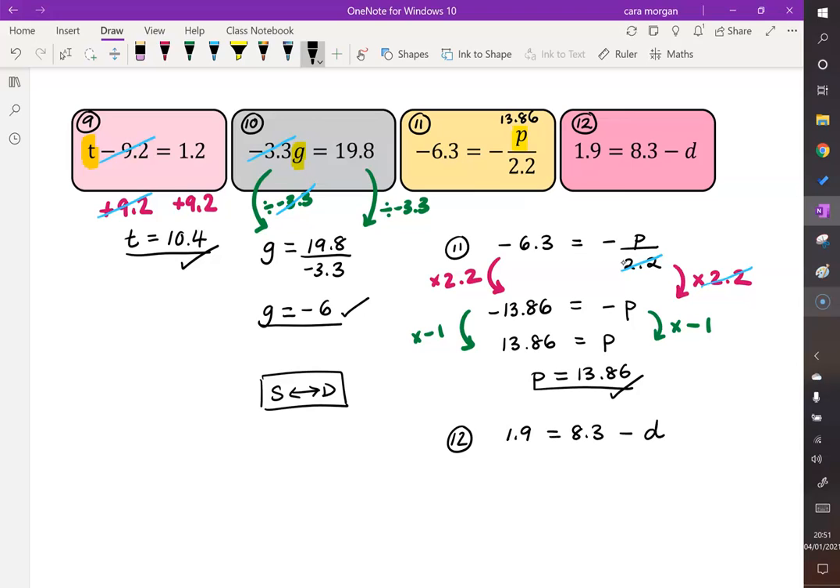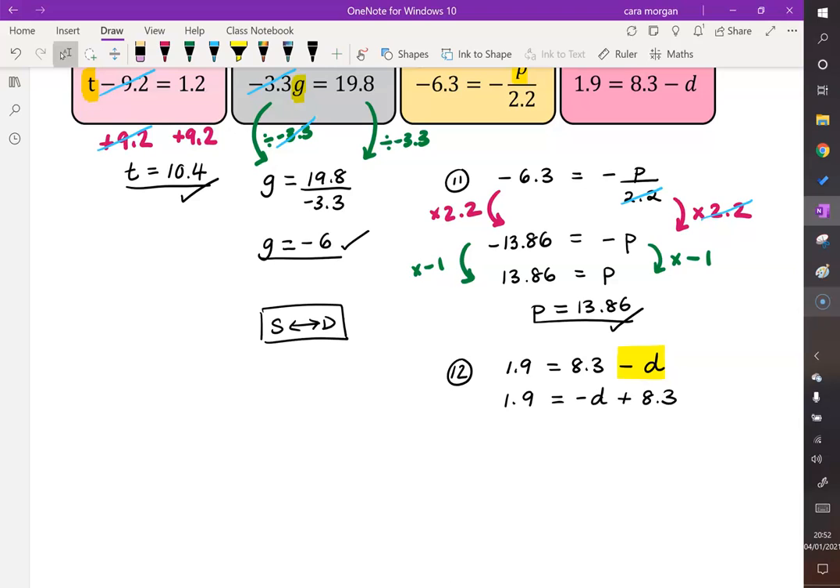d. I'm going to be really careful here because I've got a negative d. I want to be very careful. I might even wish to write it in a different order. 1.9 is equal to negative d, add 8.3. I don't think that looks very nice to look at. I'm just going to switch the sides round. Negative d add 8.3 is equal to 1.9.